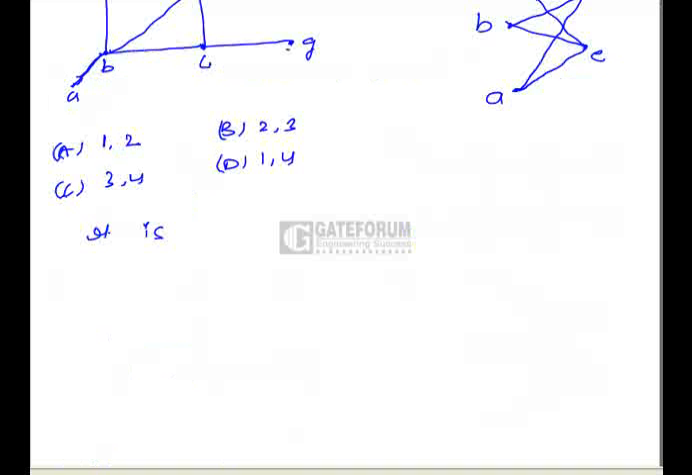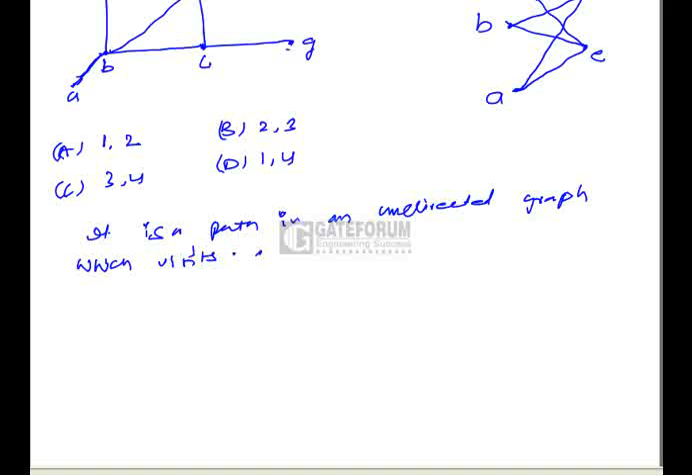So it is a path in an undirected graph which visits each vertex exactly once. Exactly once. So if we see the first graph 1, let us write vertices first.